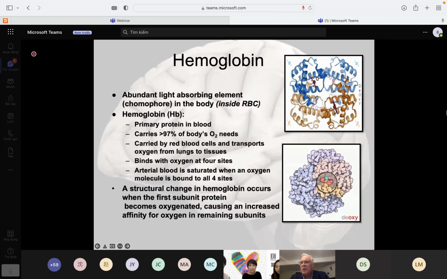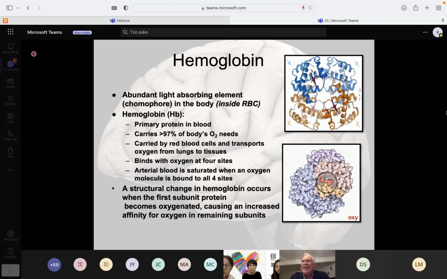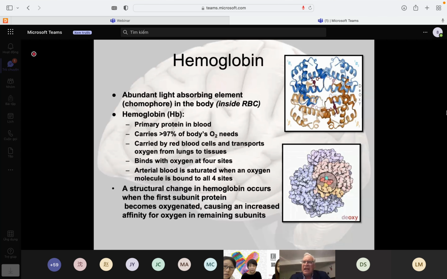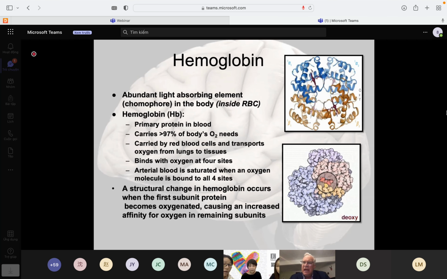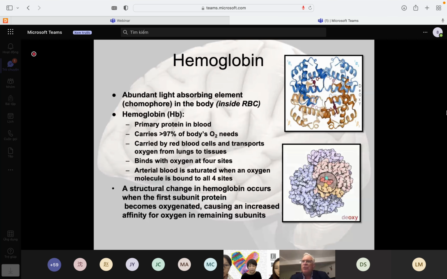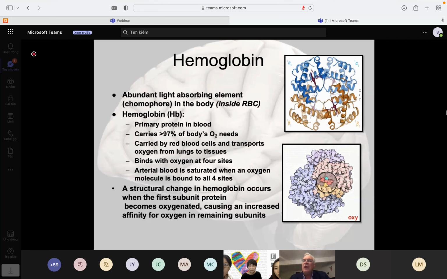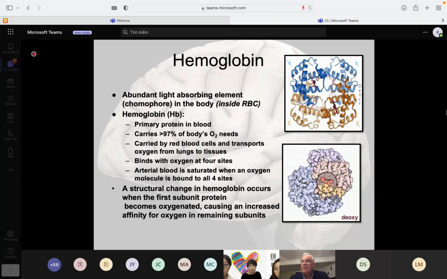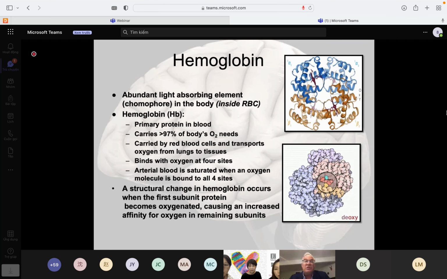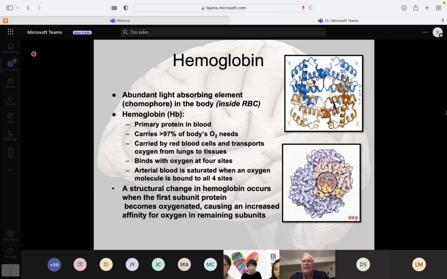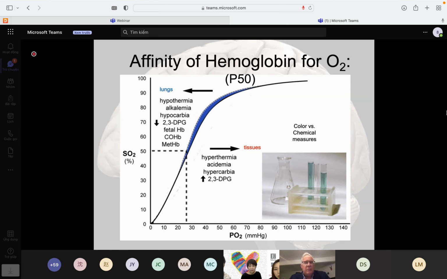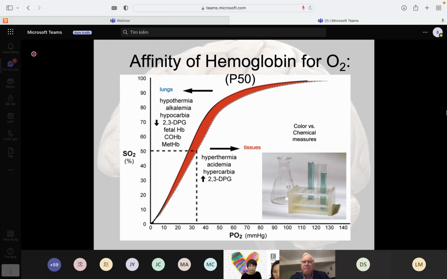When one oxygen molecule binds to the heme part of the hemoglobin molecule, it changes its three-dimensional configuration. So even though it's the same molecule, whether it's oxygenated or deoxygenated, because it has a three-dimensional structural change, it interacts with visible light at different wavelengths. From a spectroscopic standpoint, it can be seen as 2 different molecules, and we'll get into that in a moment.